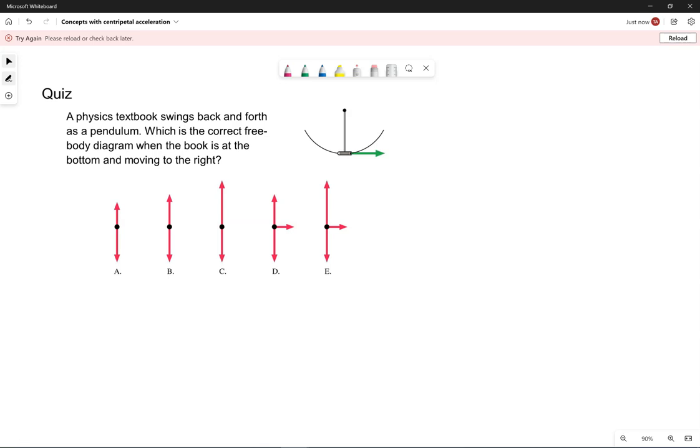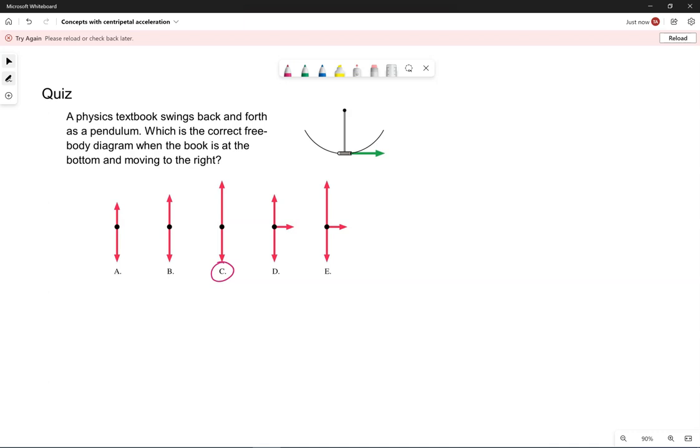Here we go again. We have another set of conceptual questions. So go ahead and answer, see what you think. All right, the correct answer is C.